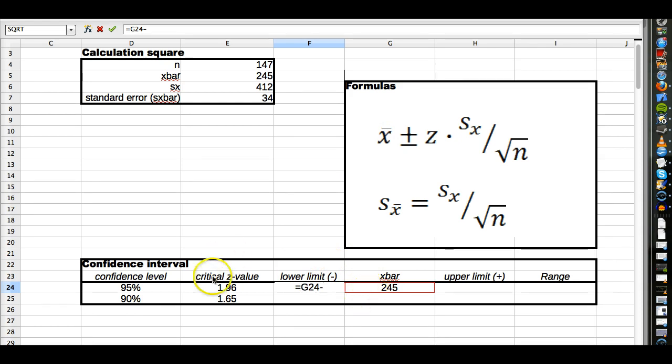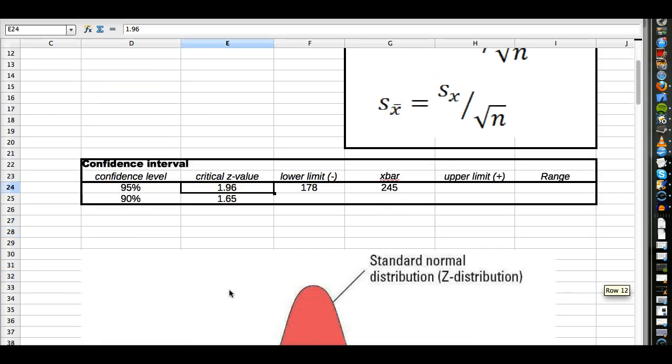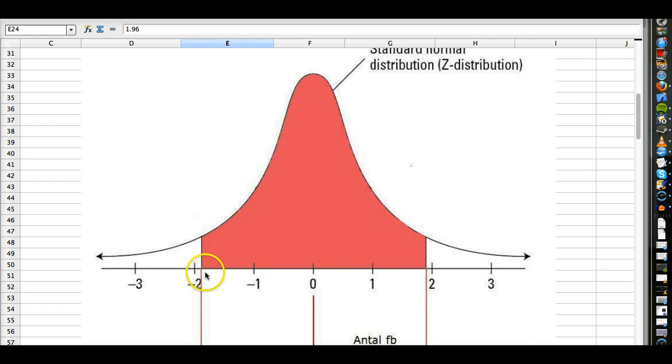So minus our critical z value multiplied by our standard error, which is right there, and I get a lower limit of 178. Now, the critical z value here is 1.96. How can I know that? Well, I know that from tables that have been created for the normal distribution that show us how many percent we have in the tails at different critical values. There are earlier tutorials on this that you need to check out if you're not sure about that.